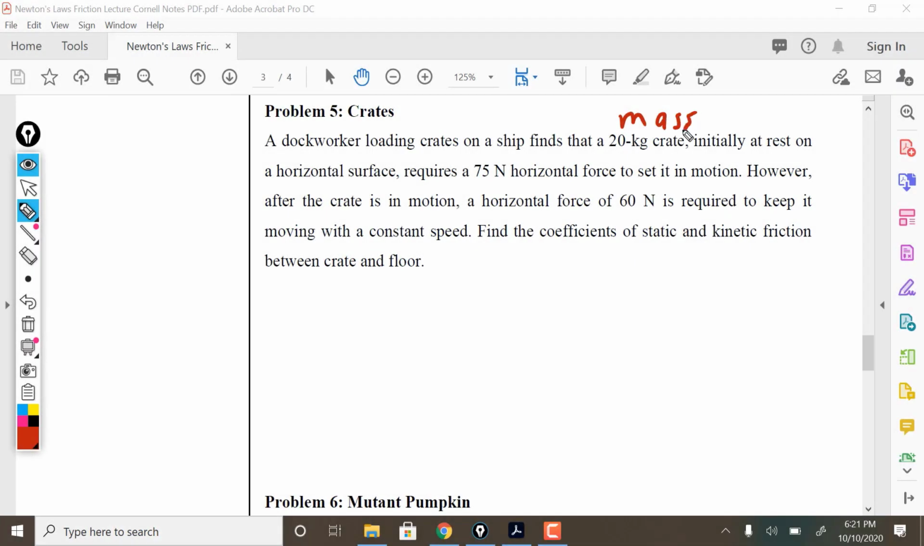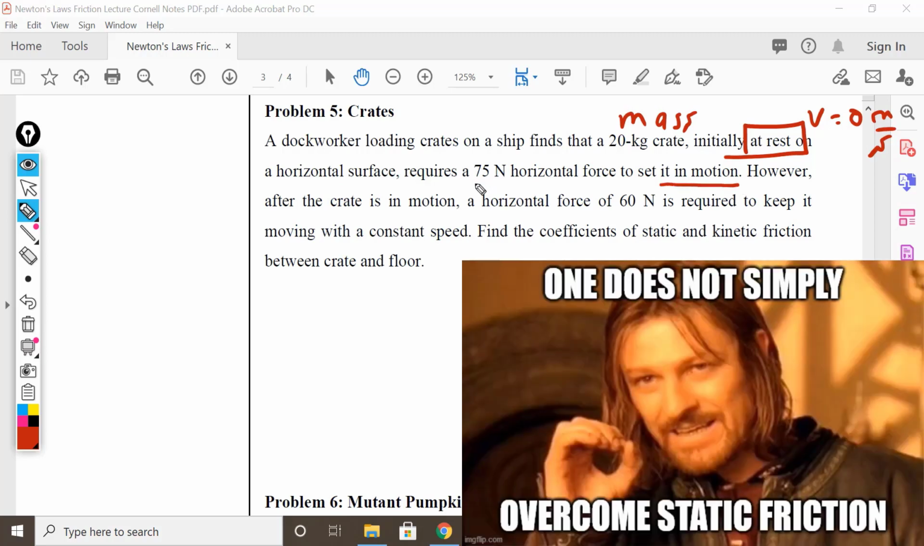kilograms, right? Initially at rest, it's on a horizontal surface, which means there's no angles involved. This requires a 75 Newton horizontal force to set it in motion. So in order for it to begin to move, it has to overcome 75 newtons of horizontal force. That makes this a static friction.